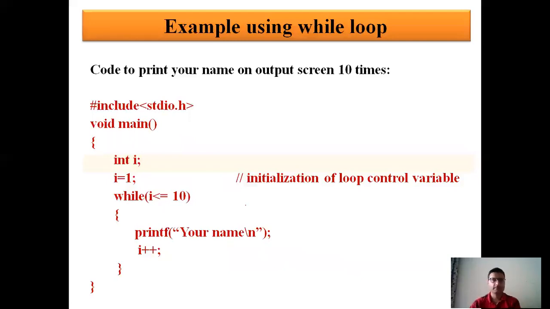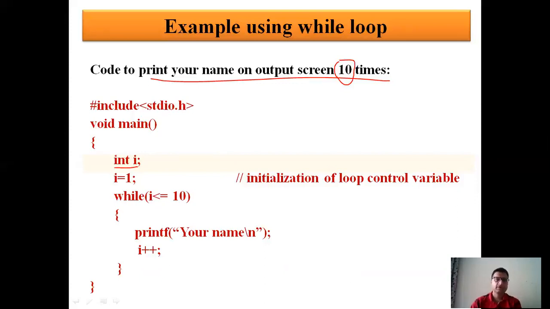Let us have a look at a simple example. I think this particular thing we have already done in the previous lecture also, right? I have taken a variable i. Now first of all, what is my objective? I want to print my name on output screen 10 times. Obviously you can change it to n number of times also, right? In this example I am doing it 10 times.